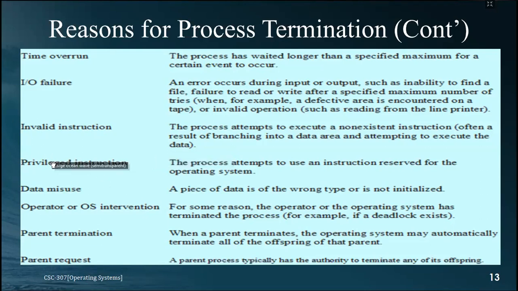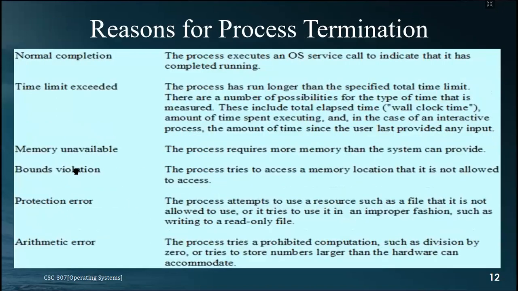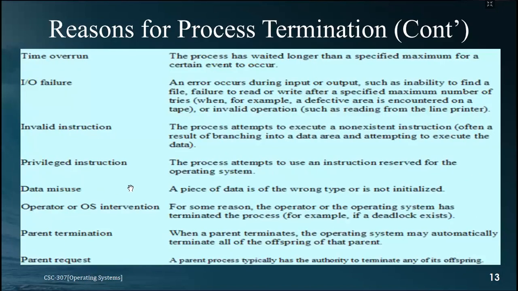Then there's a privileged instruction. This one is a little bit difficult to remember. What happens is the process attempts to use an instruction reserved for the operating system. If you remember, in chapter 3 we read about kernel mode and user mode. Different processes have different rings of access, ring 0, ring 3. So if a process tries to execute an instruction that is not reserved for it, it might be terminated as well. You can compare it with this bound violation as well. And then we have the data misuse, and then operator or OS intervention.